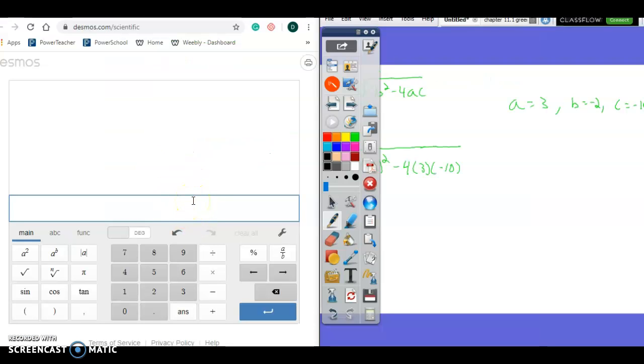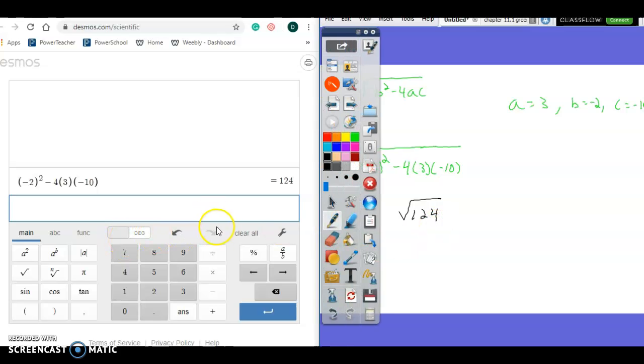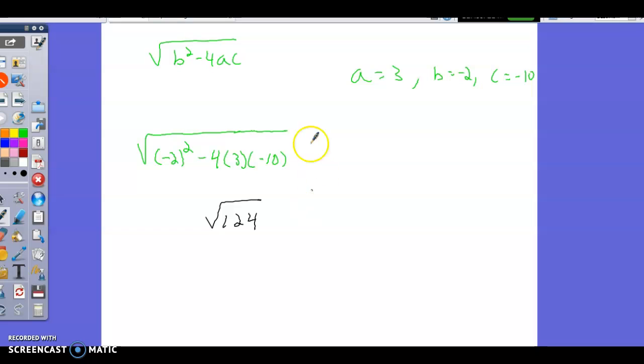So I'm going to use parentheses, the b, which would be negative 2 squared minus 4 times 3 times negative 10. And that gives us a 124. So the square root of 124. So now I'm going to see if this is a perfect square. So let's clear this out. Square root of 124. Hit enter and it's not. It's 11 point a bunch of stuff. So we're going to go ahead through and simplify that like we did in the previous section.